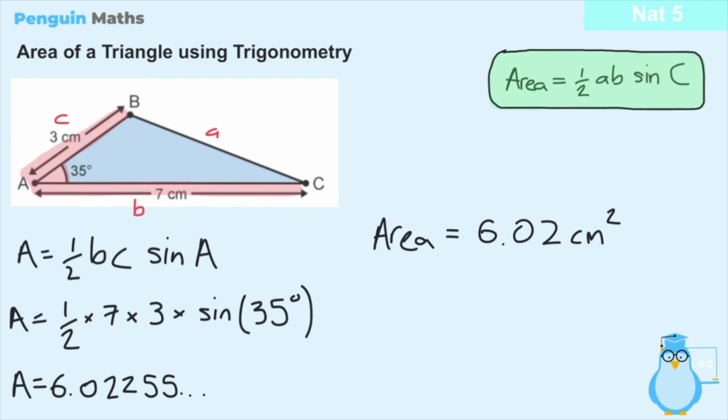So that means that when we're dealing with an area, the area is going to be in units of length squared, and because it was centimeters that we used, we end up with centimeters squared in our final answer. And remember, this is to 2 decimal places.